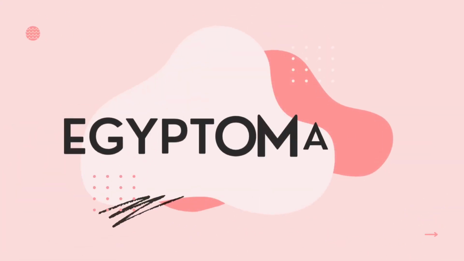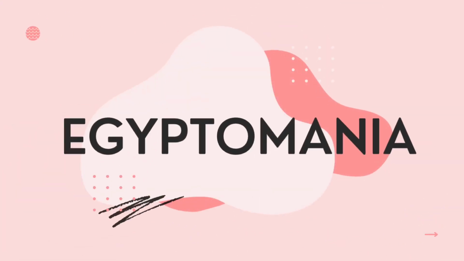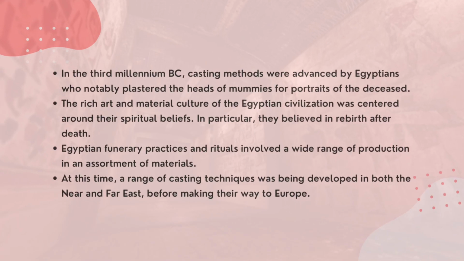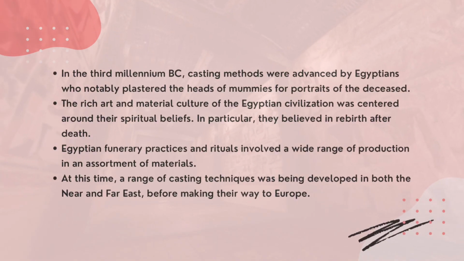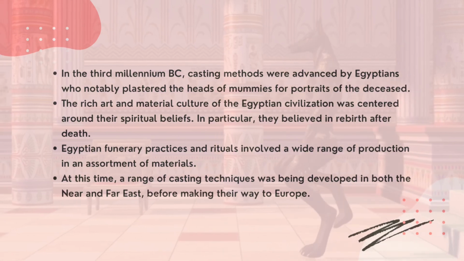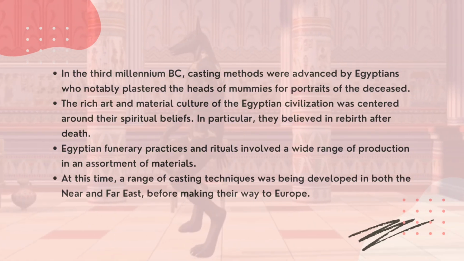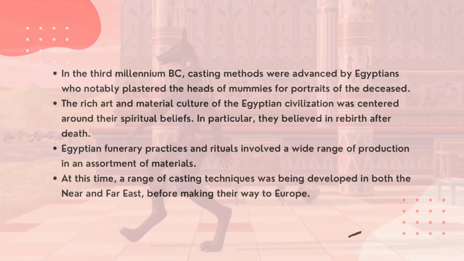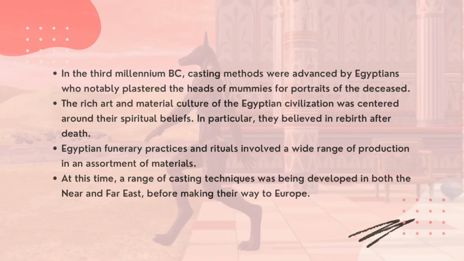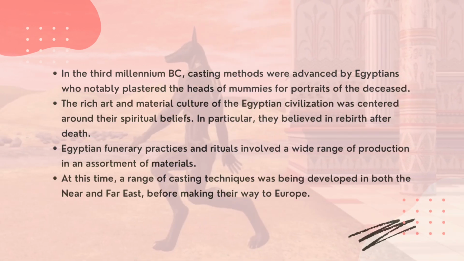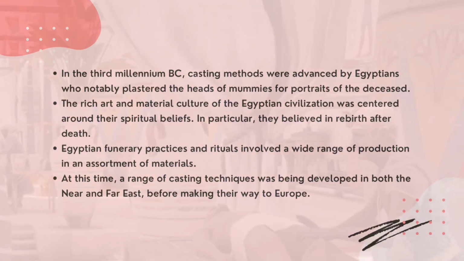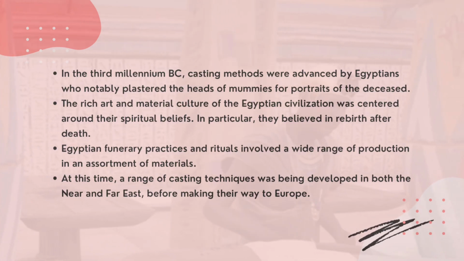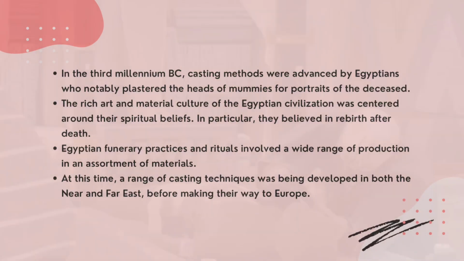Next up is Egyptomania. In the 3rd millennium BC, casting methods were advanced by Egyptians who notably plastered the heads of mummies for portraits of the deceased. The rich art and material culture of the Egyptian civilization was centered around their spiritual beliefs. In particular, they believed in rebirth after death. According to them, death was simply a momentary phase between life and the afterlife.